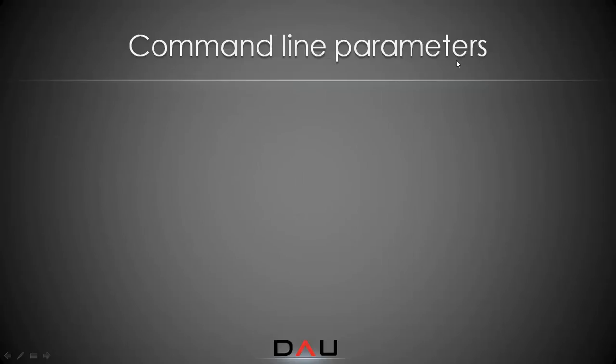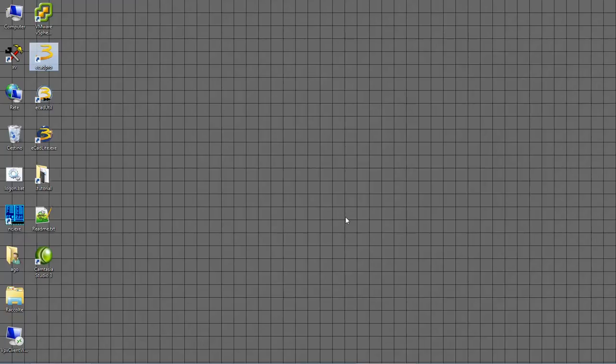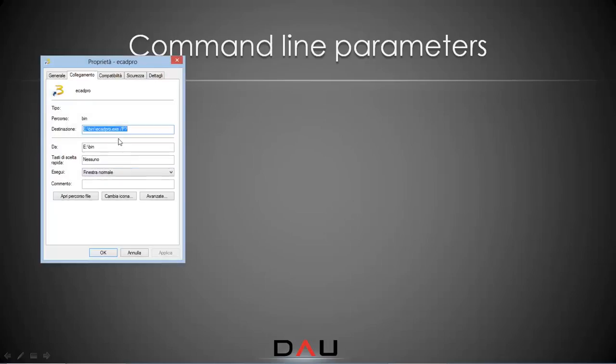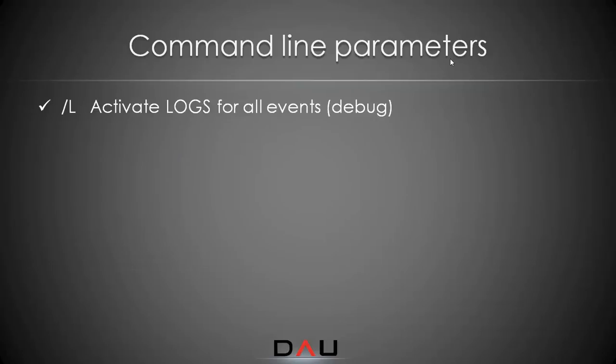In the configuration file, it's possible to also define some parameters of the command line of the ECAD Pro Execute Program Launch. In particular, right-click on the icon which launches the program, and in its properties, we may insert a series of options in the command line. Quickly in detail, /L activates the logs, that is any kind of instruction memorized in a log file for debugging purposes.